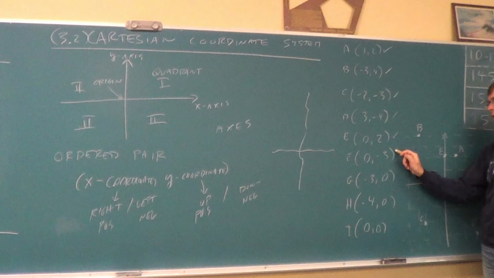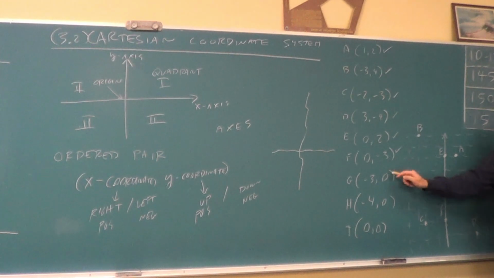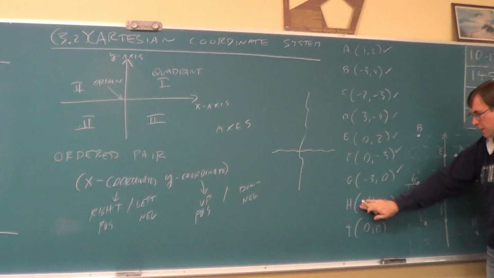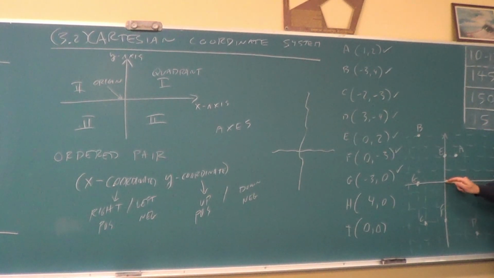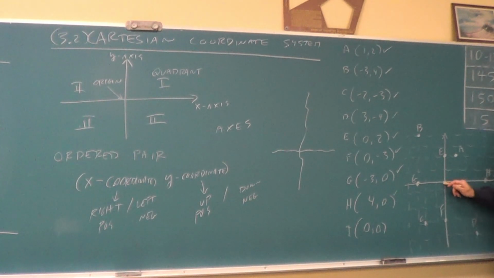If (0, 2) went up 2, then (0, negative 3) is down 3. Negative 3, 0 is left 3. Let me make something positive, because I don't want to do 2 of the same essential thing. That's going to go right 4. And then where's this? It's right at the origin.